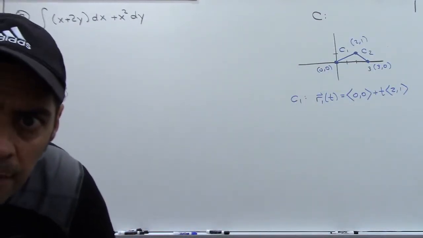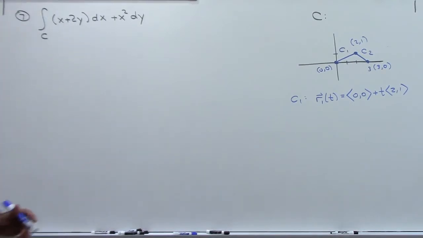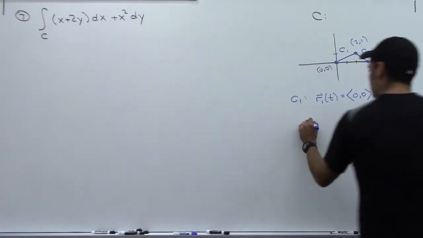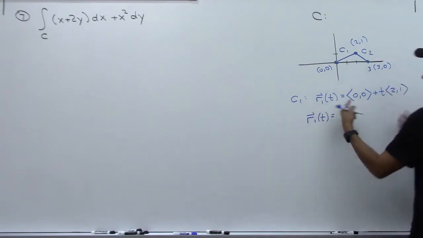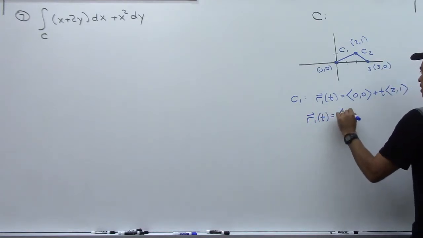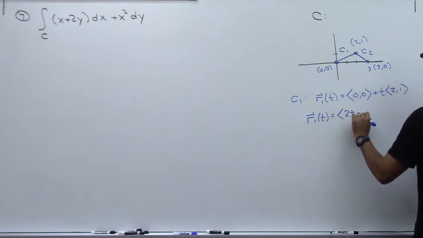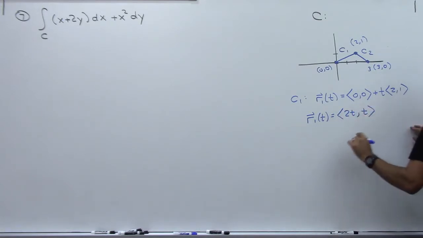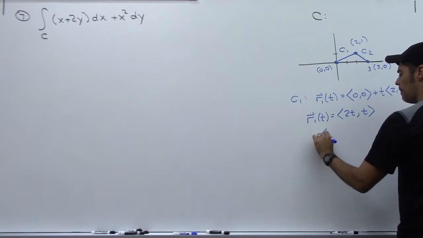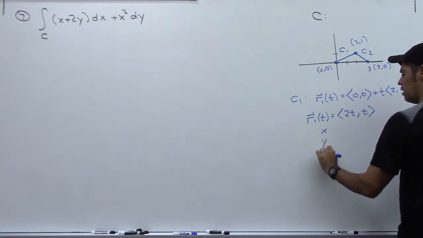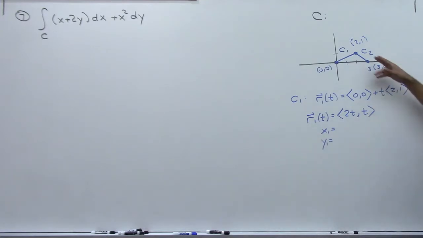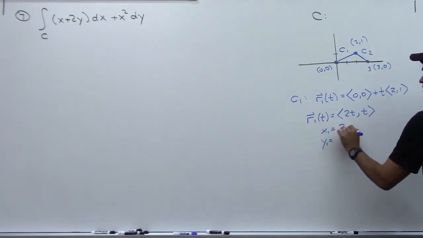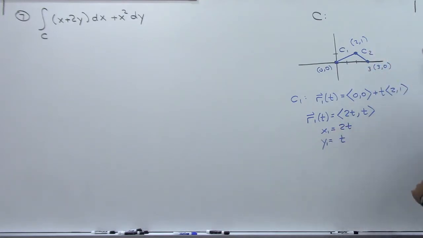Making sure that it shows up on camera. All right, and then R1 of t, if you add those together, you should just get 2t and then t. So if you want to convert this to parametric, I have an x and a y. I'll call it x1, y1 so we don't confuse it with C2. This is 2t and this is t.